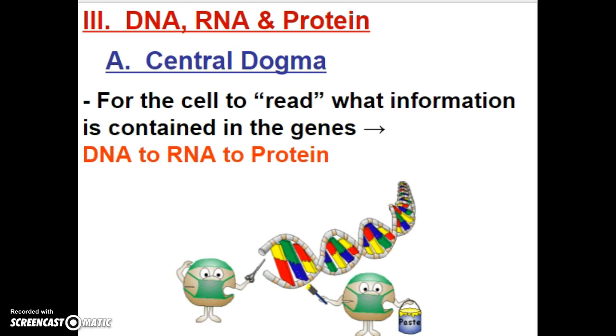In order for a cell to read what information is contained in the genes, there is a central dogma, or a central idea, of how this process works. And that process is to first make DNA, then make RNA, and then make proteins. So the information from the DNA is coded into RNA, which is then translated into proteins. And remember, your cells' number one job is to make proteins.